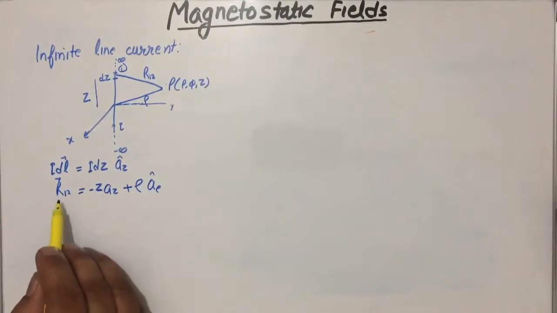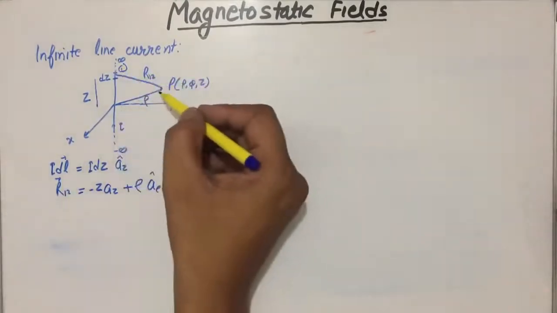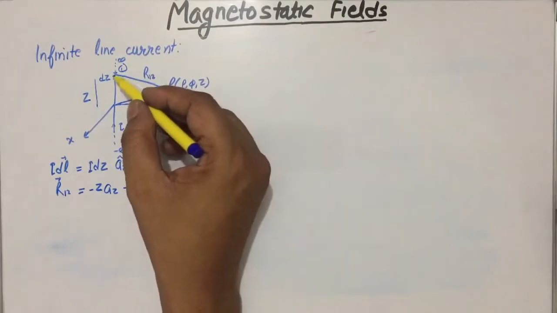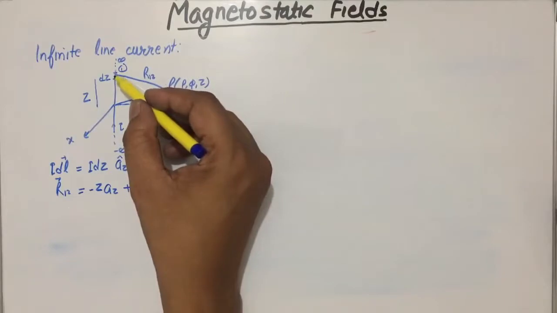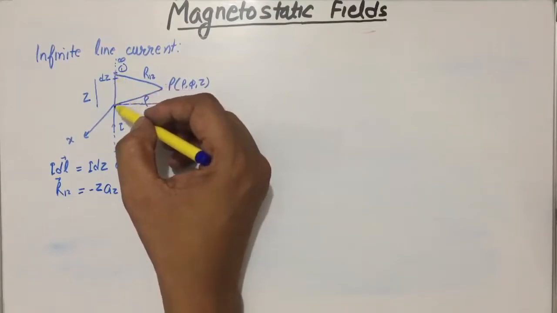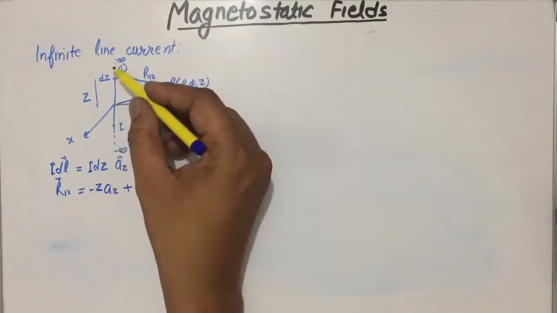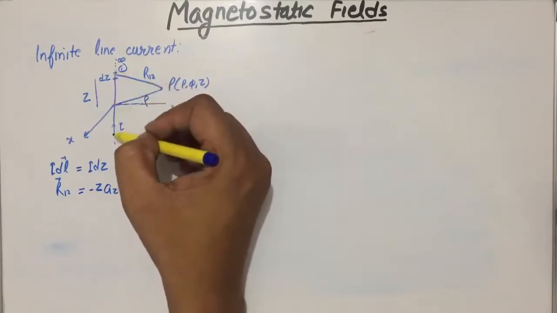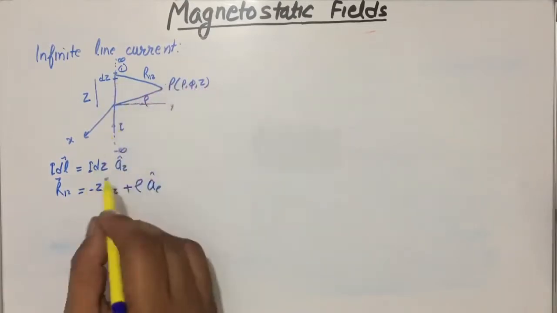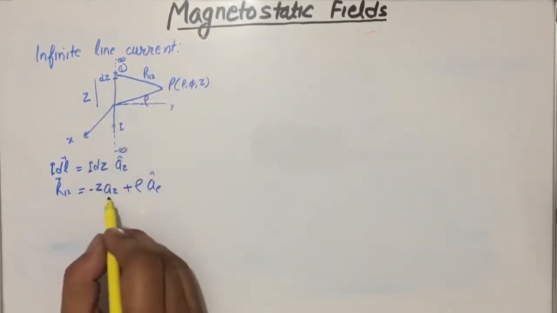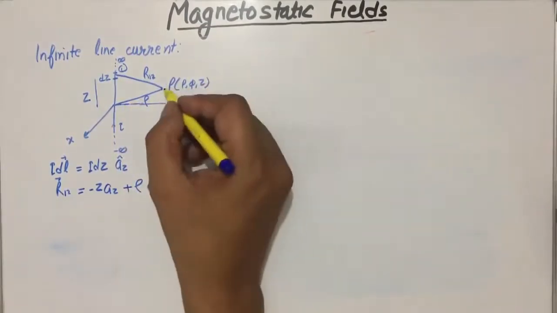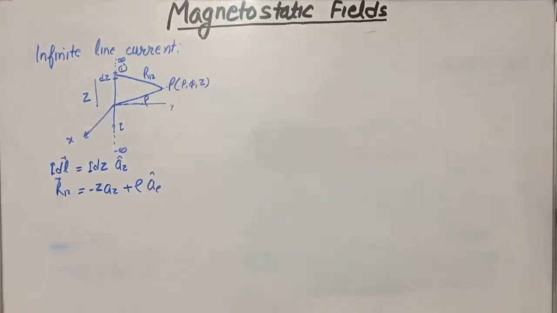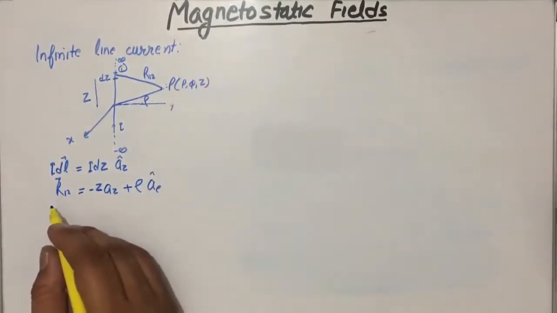Let me repeat this. R12 will be this vector plus this vector. For this vector, the length is z, however it is in the direction of minus az. This is the direction of plus az, and this is the direction of minus az. So z in the direction of minus az, and this vector will be rho in the direction of arrow. In this way, it will be R12.